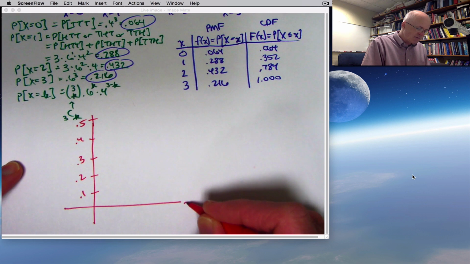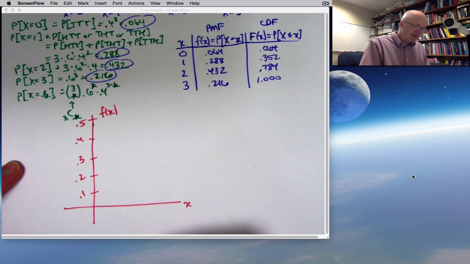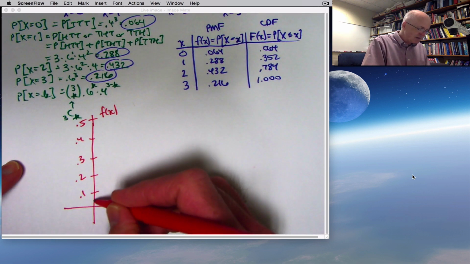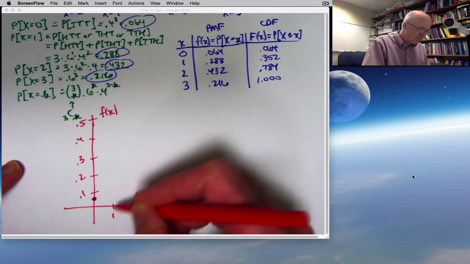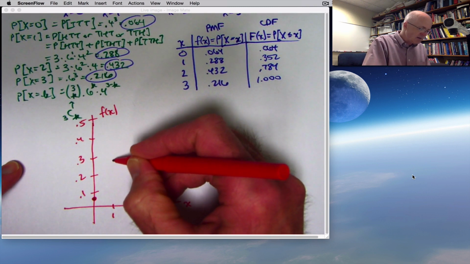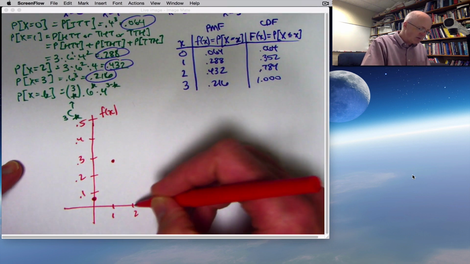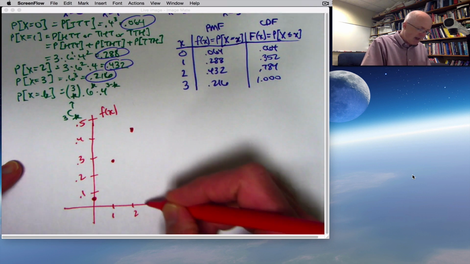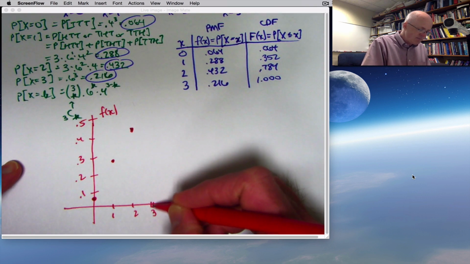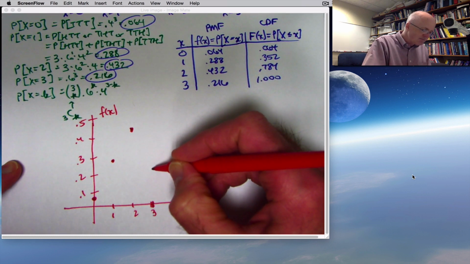And here's the values of little x. This is the graph of little f of x. Its value when little x is 0 is 0.064, so right about here. Its value when little x is 1 is 0.288, so that would be right around here. Its value when little x is 2 is 0.432, right about here. And its value when little x is 3 is 0.216, right about like this.